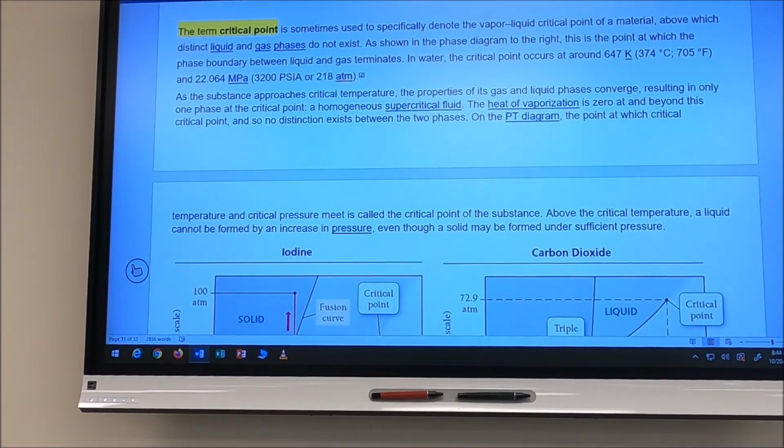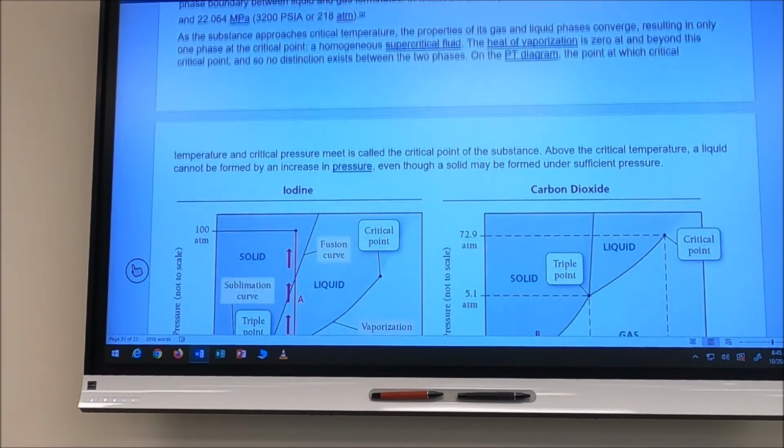The term critical is sometimes used to specifically denote the vapor-liquid critical point of a material, above which distinct liquid and gas phases do not exist. At this point, the phase boundary between liquid and gases terminates. In water, the critical point occurs at 647 K and 218 atmospheres. That's way up there. Now, supercritical fluids are really neat.